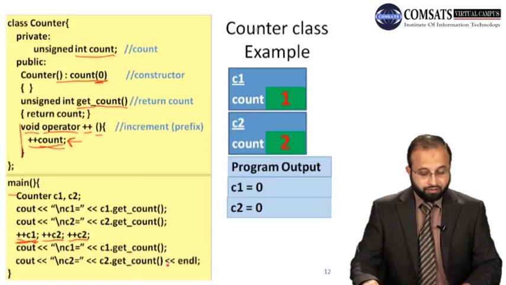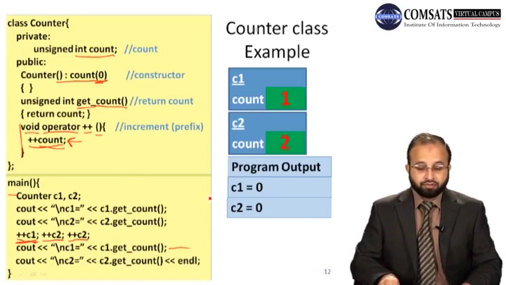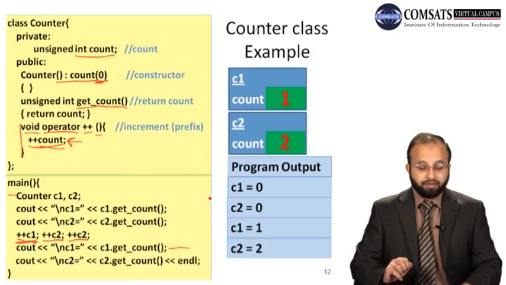Then we have a cout statement. This statement will print the value of the count of the C1 object, that is 1, and the value of the C2 object, that is 2, right?